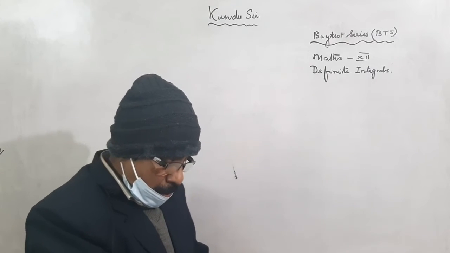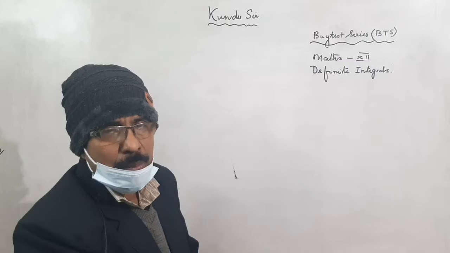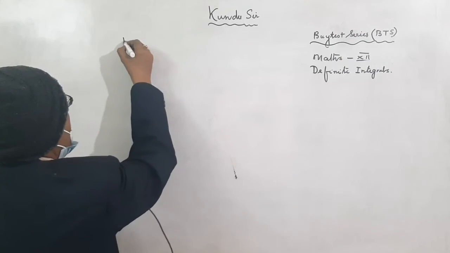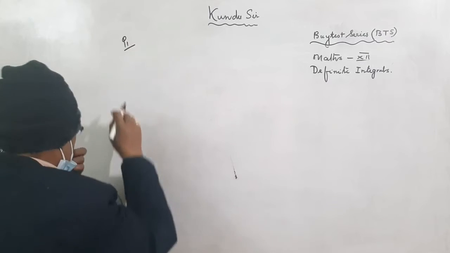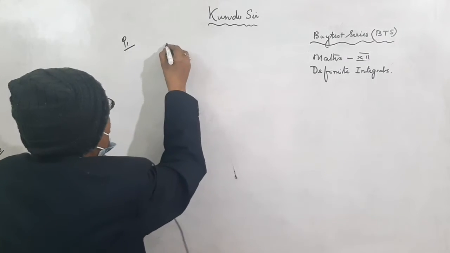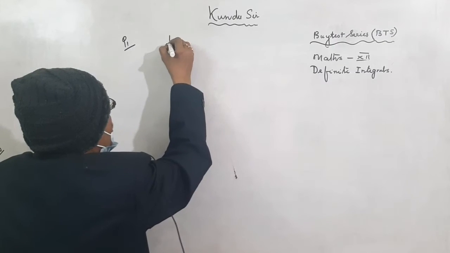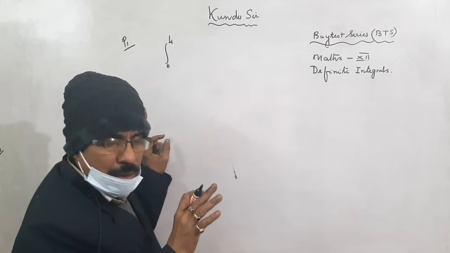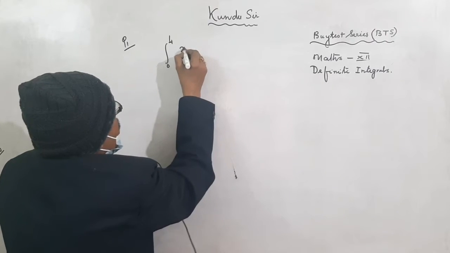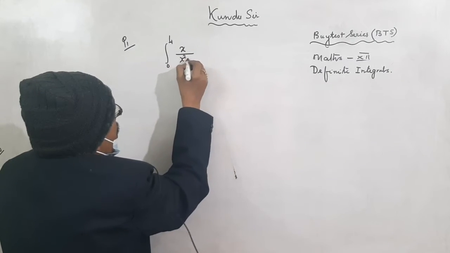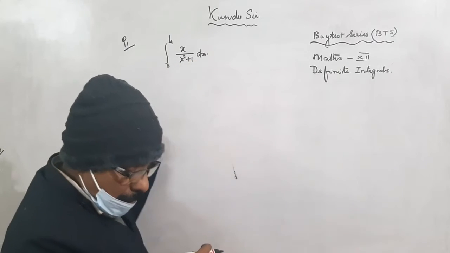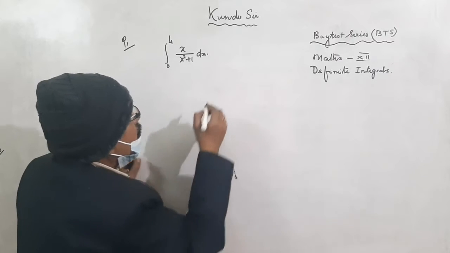Now I am going to start problem 1 for definite integral. Problem number 1 for this class: the integral with lower limit 0 and upper limit 4 of x upon x square plus 1 dx. Now we are taking the help of substitution.